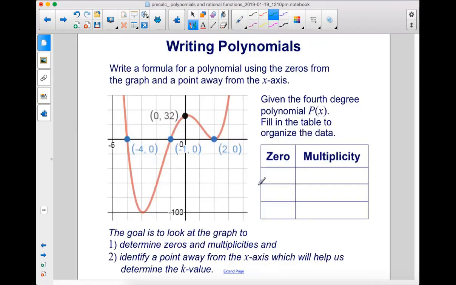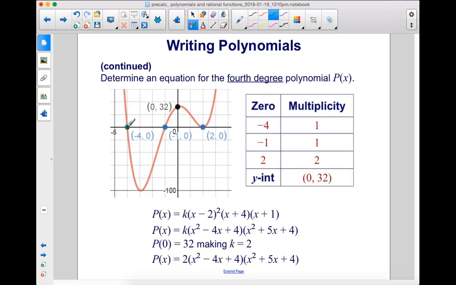Write a formula for a polynomial using the zeros from the graph and a point away from the x-axis. So given the 4th degree polynomial p of x, fill in the table to organize the data. The goal is to look at the graph to determine the zeros and multiplicities and identify a point away from the x-axis which will help us determine the k value.